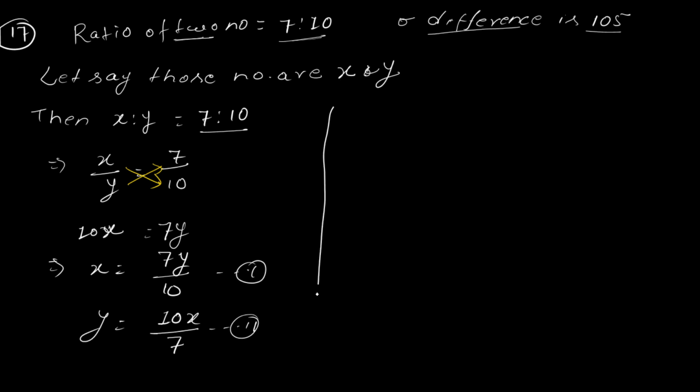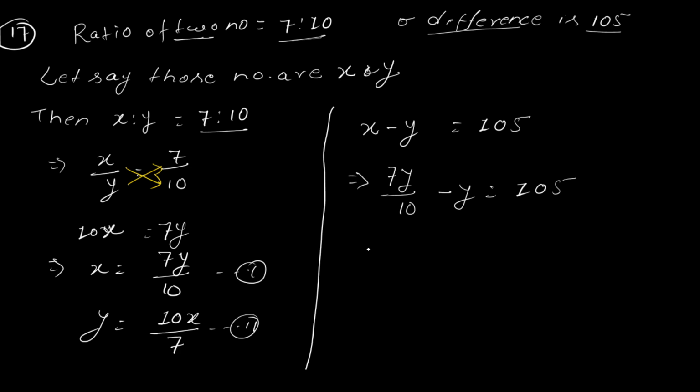Now the second part. It says the difference of those two numbers is 105, which means x minus y equals 105. This is given; if you read the question carefully, you will see they are saying the difference is 105. Now put the value of any one of them. Let's say I am putting the value of x. Then it will be 7y divided by 10 minus y equals 105, right?